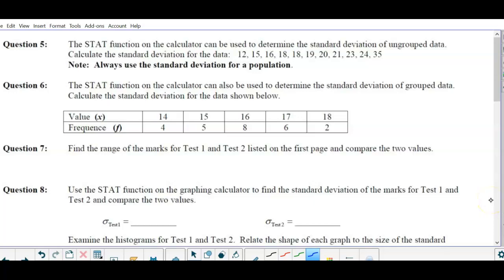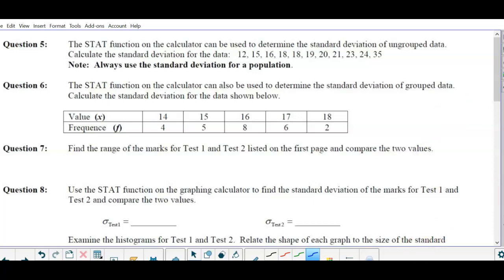So now it says the stat function on the calculator can be used to determine the standard deviation of ungrouped data. Ungrouped means like one of each. So calculate the standard deviation of this data here, so 12, 15, 16, 18, sorry, that was actually, no, it's different from the data we just had. So even if you had put it into a list, you've got to do a new list.